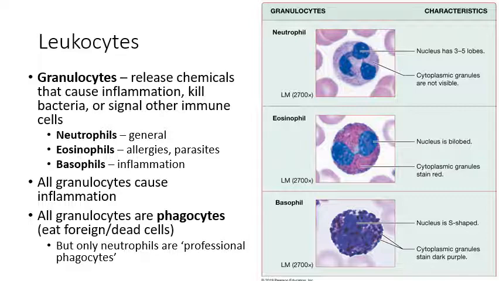All of these granulocytes are also phagocytes, which means that they eat stuff. Usually that means microbes, foreign microbes, or dead cells. The neutrophils are considered professional phagocytes, which means that eating stuff is their main job. So they also have these granules they can release that cause inflammation or can kill cells, but mostly they're supposed to be eating cells. That is their primary function.